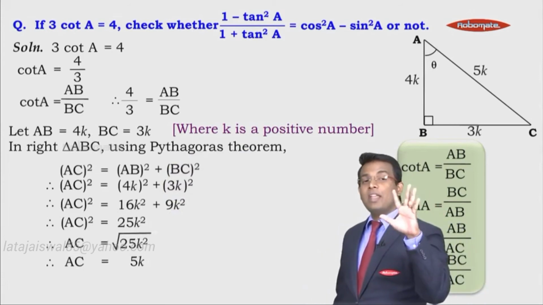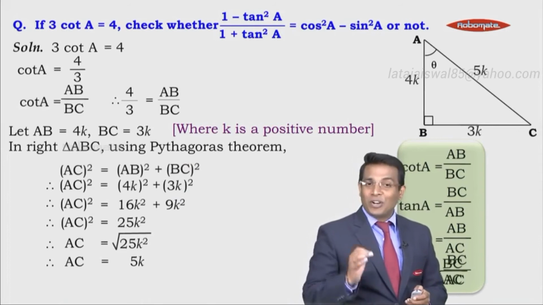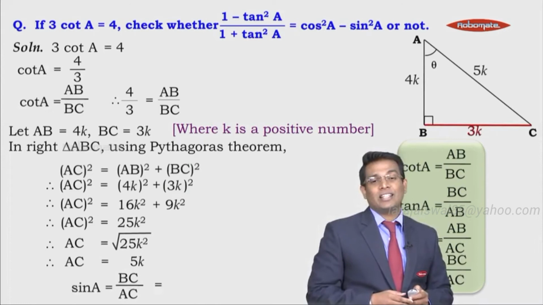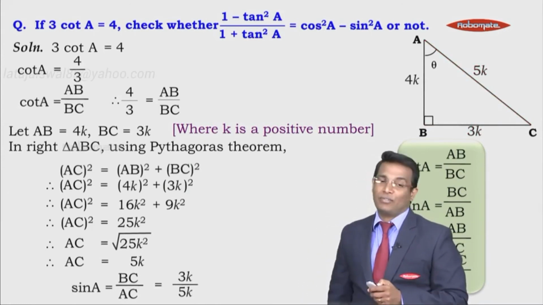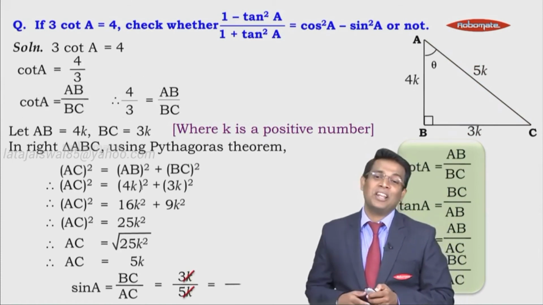So we got the value of AB, BC and AC. Now we can find all the ratios which we want. Therefore, sin A, which we want, is BC upon AC. That is nothing but, the value of BC is 3K and the value of AC is 5K. K and K get cancelled. So we get the value of sin A is equal to 3 upon 5.